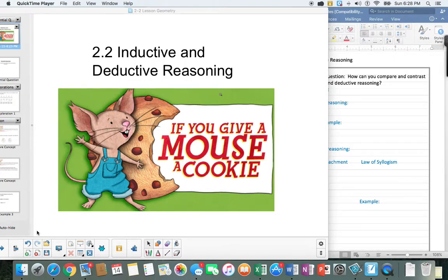Lesson 2.2, Inductive and Deductive Reasoning. If You Give a Mouse a Cookie, that's a book that a lot of us have read, or someone read it to us. And it's similar to the kind of reasoning we're going to be looking at later on, a chain of reasoning.